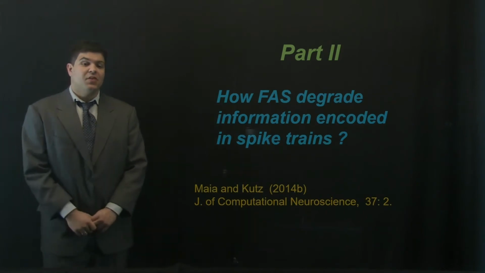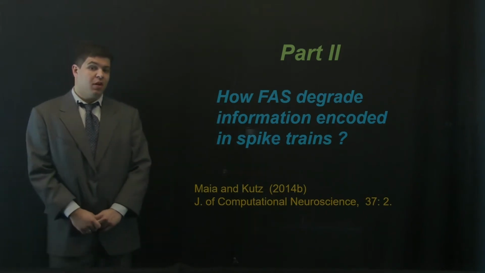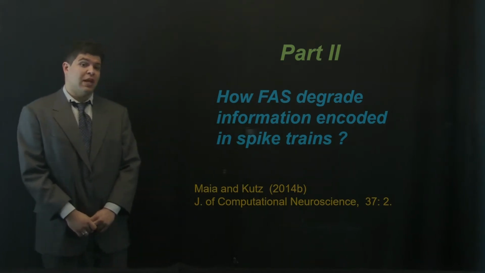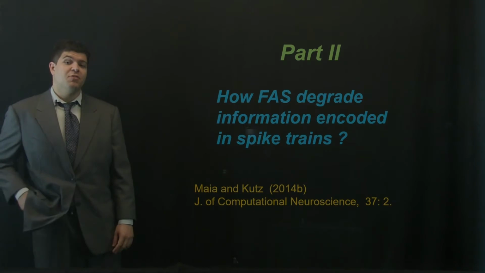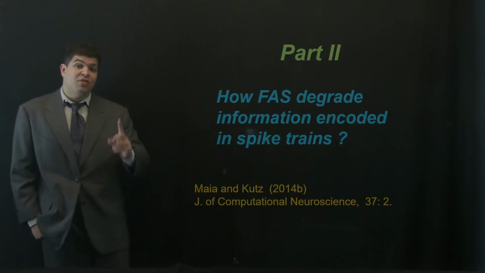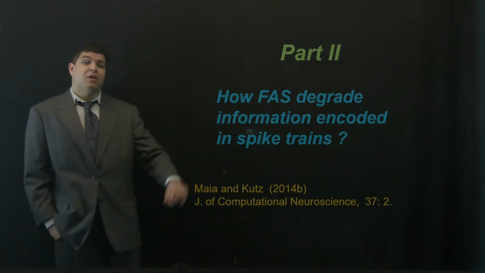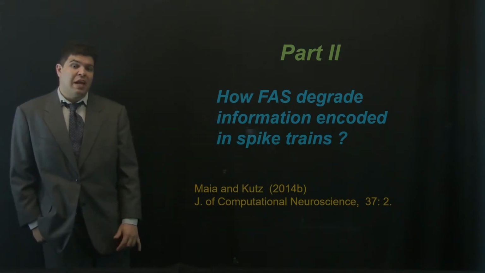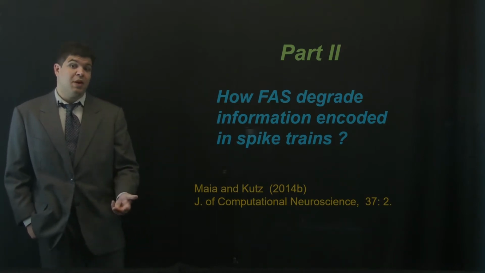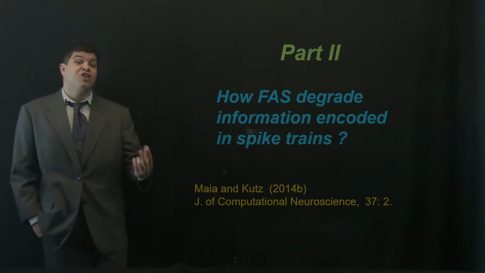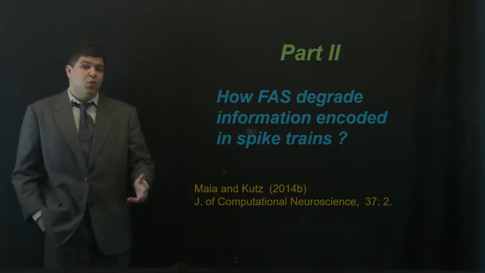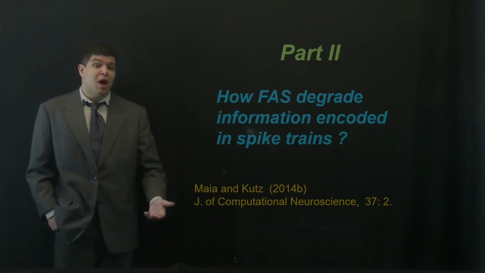Hi. So for the second part of our lecture series, we want to investigate how focal axonal swellings degrade the information encoded in spike trains. In the previous video, we investigated what happened with a single pulse trying to travel under an anomalous geometry, and we noticed that a pulse could be blocked, reflected, or transmitted, right? And that there was this eta number, this regime number, that depending on the geometrical parameters of the swelling, would allow or not the pulse to propagate, okay?